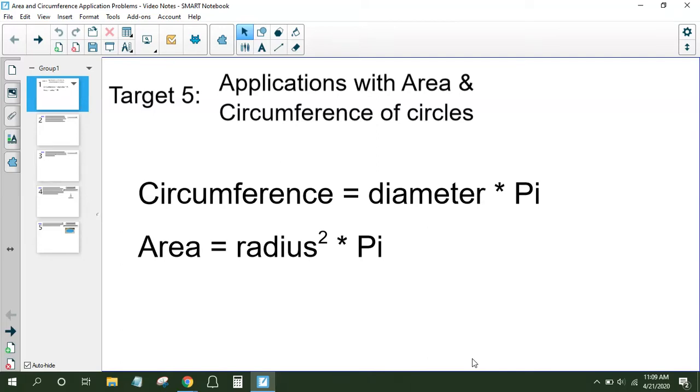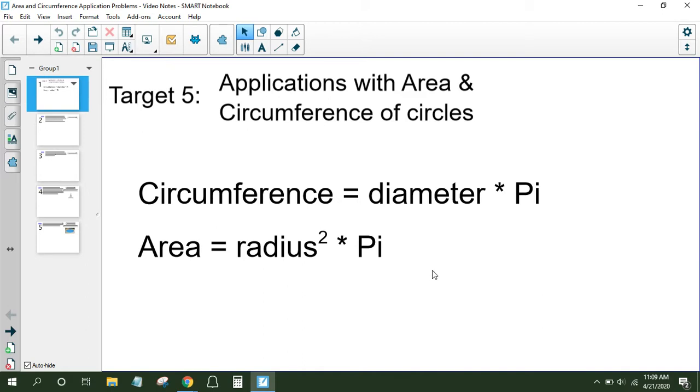Hello, everybody. Today we are going to be talking about using our area and circumference formulas for circles to solve some application problems. In other words, some word problems. Remember, our circumference formula is circumference equals the diameter times pi, and our area is equal to the radius squared times pi.